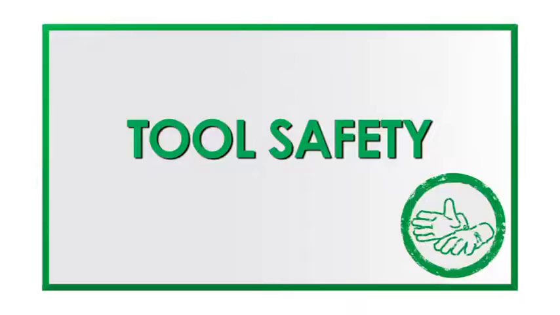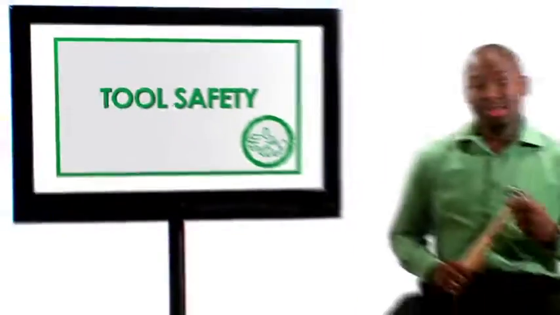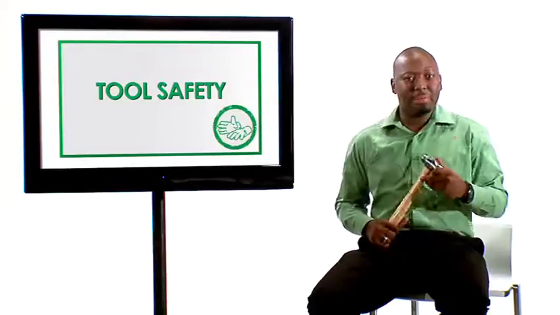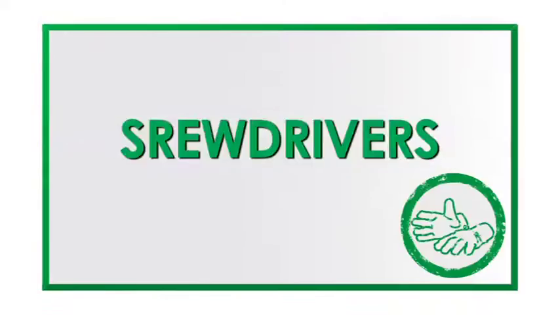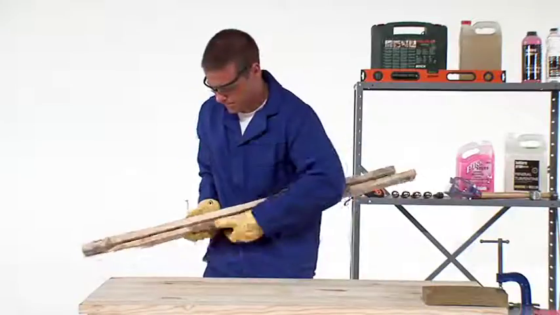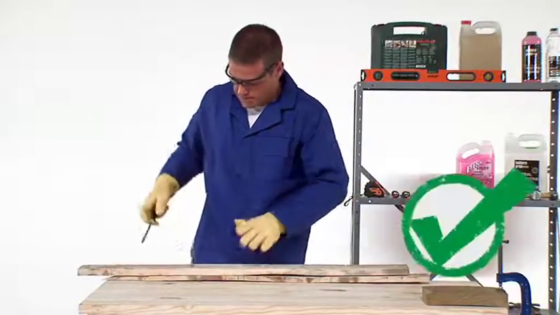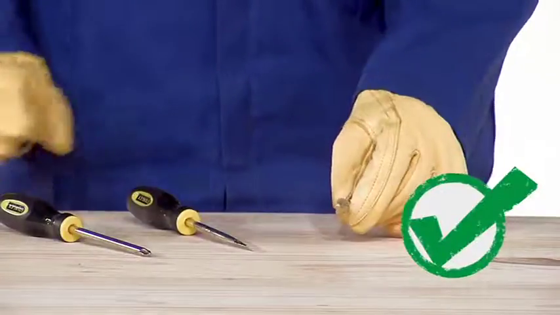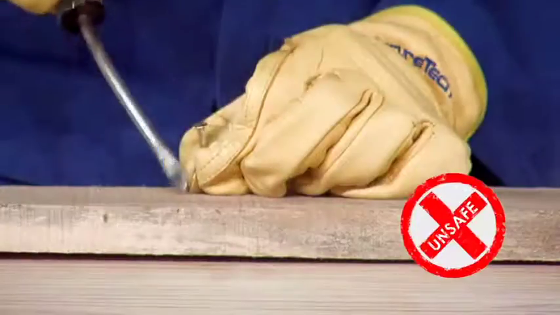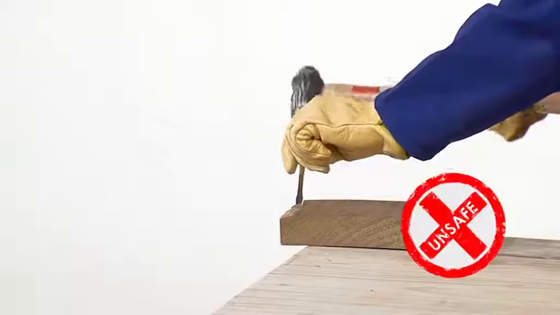Tool safety. Any tools used in the work environment can be potentially hazardous if not used correctly. But obviously, some tools should be used with particular care. Screwdrivers. When using a screwdriver, don't hold the objects you're working on in your hand. Place it on a flat surface or in a vice grip. Use the correct size driver for the screw. Don't use screwdrivers with chipped tips. Don't use a screwdriver as a chisel or a pry bar.